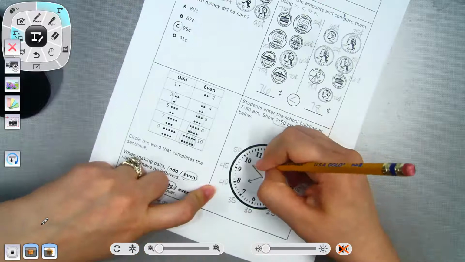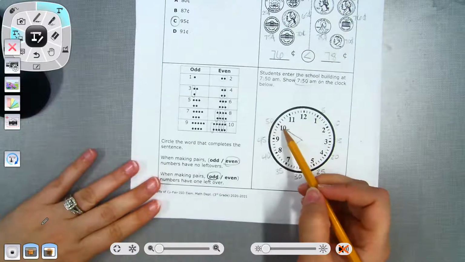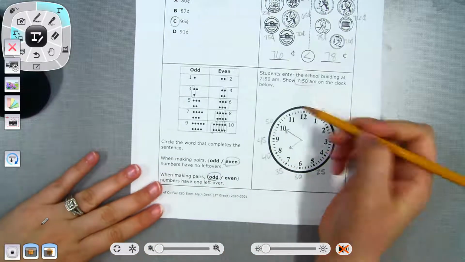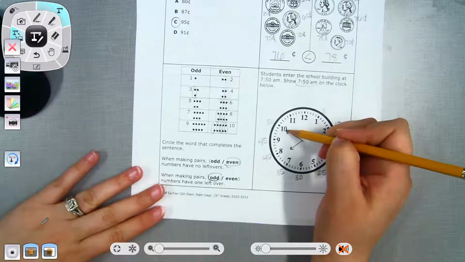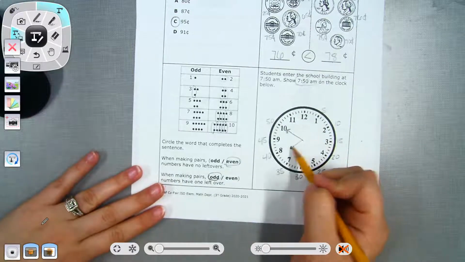So my longhand kind of kisses the number. So my shorthand doesn't go all the way. My longhand, which is my minute hand, is going to kiss that number. Okay, so my clock shows me 7:50.